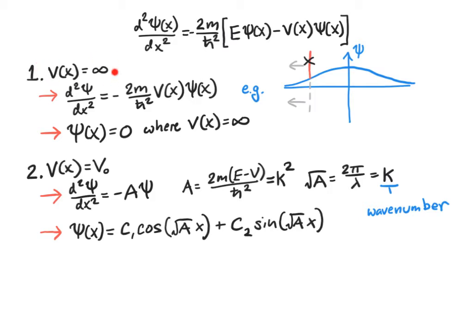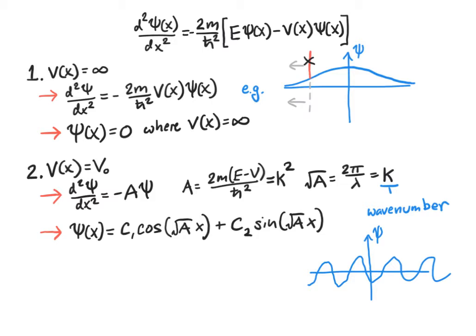If v of x is infinite everywhere, then our wave function has to be 0 everywhere, which means that we can't have a particle. It doesn't make sense. But if v of x is equal to a constant value everywhere, then our wave function is just an oscillating sinusoidal function everywhere. And such a wave function can never be normalized. It's not possible to make this satisfy the Born rule.